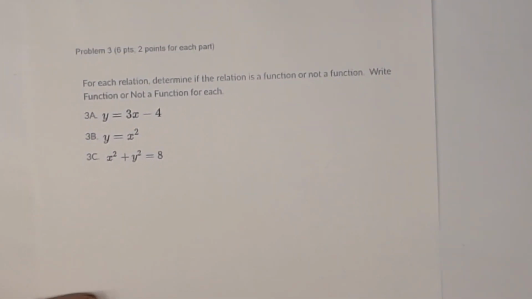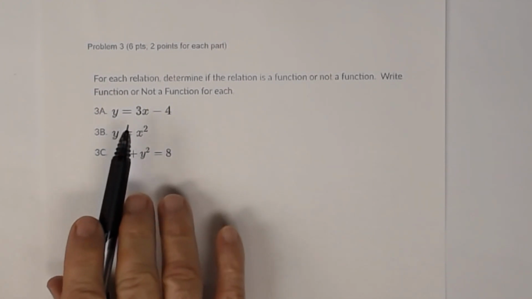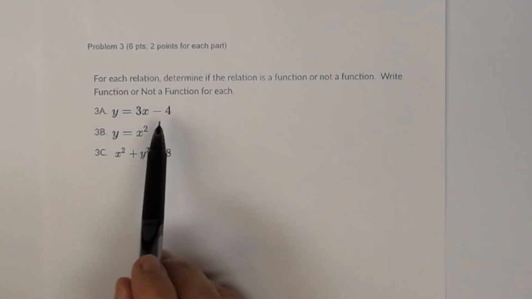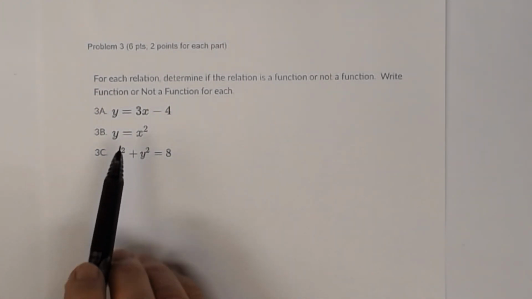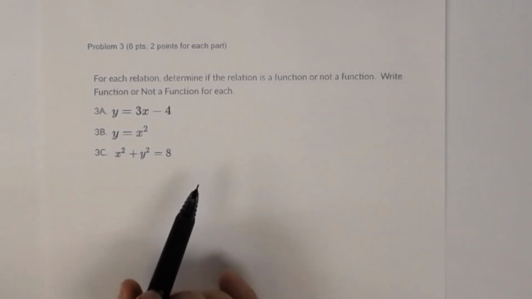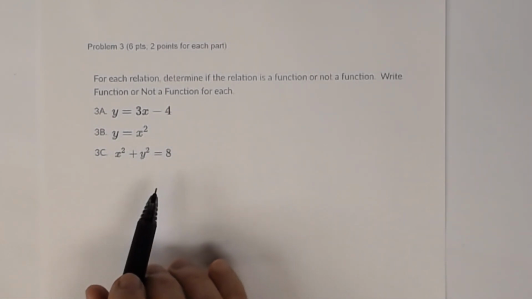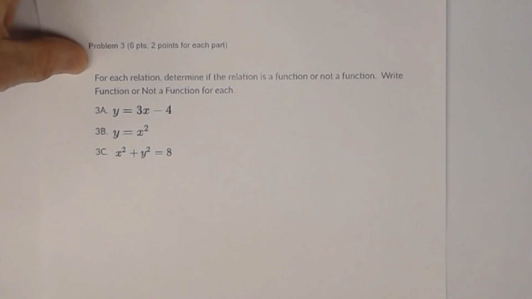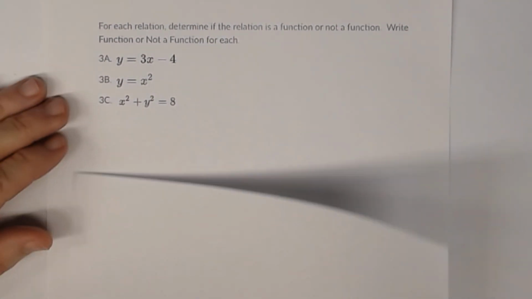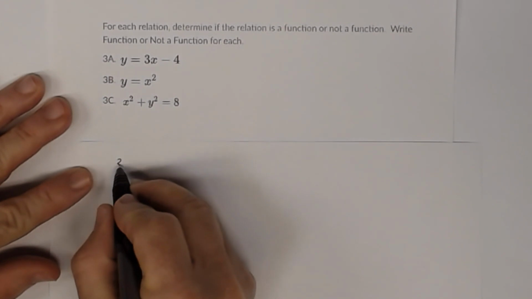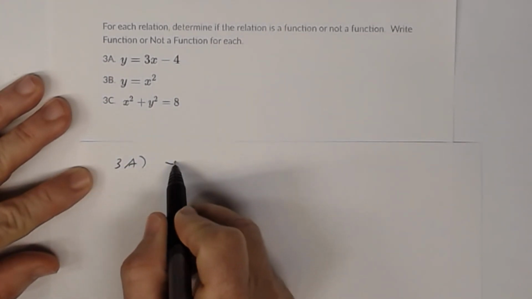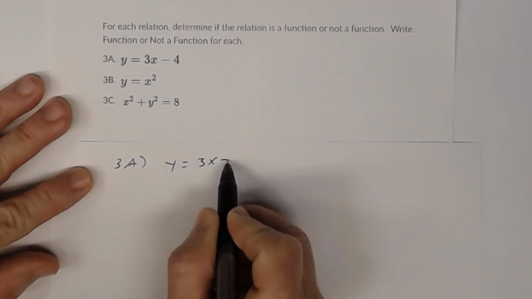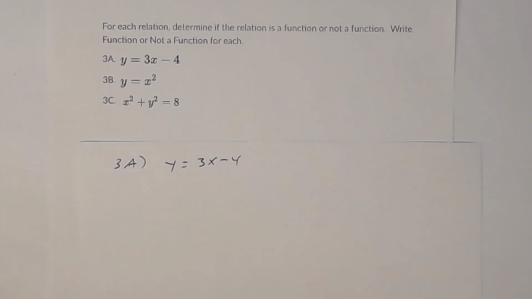This time you're given a relation, and this time the relation is written as an equation. And so in 3a, you have y equals 3x minus 4. Now, there are a couple of ways that you can approach some of these problems. One way is to rewrite this, y equals 3x minus 4, and think about what the graph is here.